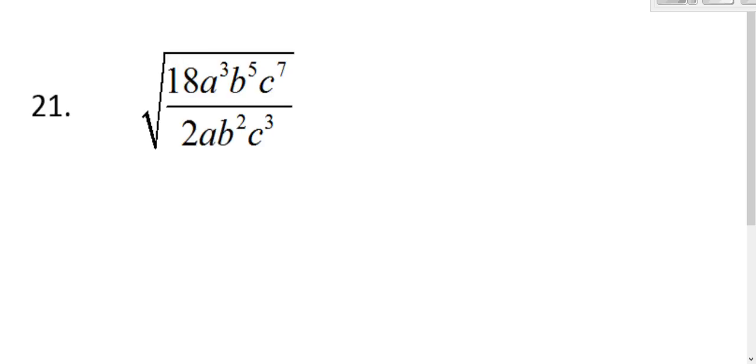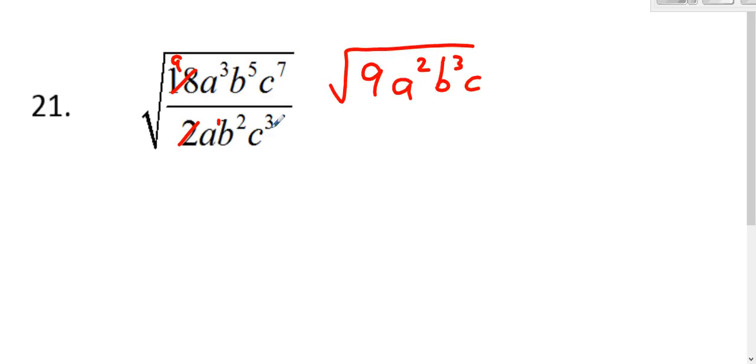Since we have quite the fraction going on here, I would reduce the fraction as much as we can first. So 18 and 2, you just get a 9. A to the 3rd over a to the 1st, you subtract the exponents. So you get a squared. B to the 5th over b to the 2nd, subtract the exponents, you get b to the 3rd. And then c to the 7th over c to the 3rd, subtract, you get c to the 4th.